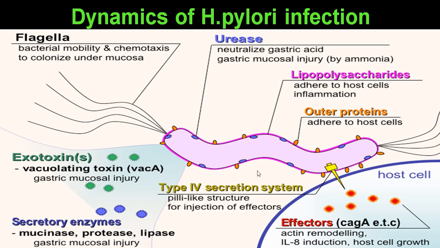There are other factors also: flagella, which increase bacterial mobility and chemotaxis to colonize under the mucosa. There are exotoxins, which also produce gastric mucosal injury. There are some enzymes like mucinase, protease and lipase, which also help in producing gastric mucosal injury. There is a secretion system for injection of effectors, and this will contain CagA, interleukin 8 induction, host cell growth and apoptosis inhibition, etc. So these are some of the factors which are there.